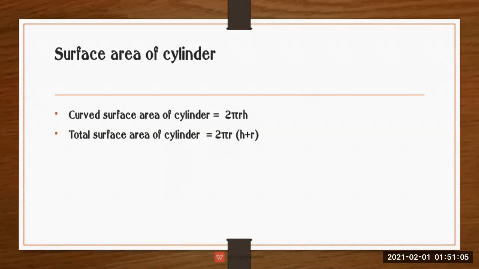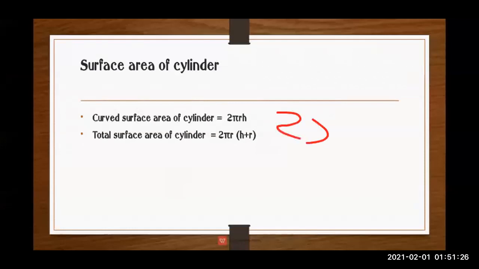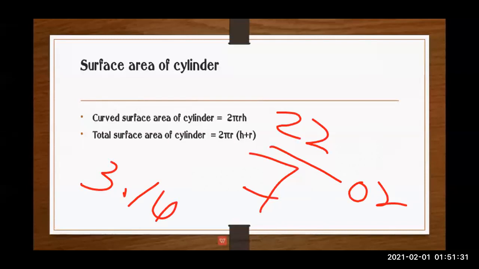See, once again I am telling you the formula. In this surface area of cylinder there are two formulas. First you have to find out curved surface area of a cylinder, that is 2 pi r h. 2 pi, you know very well, pi is always 22 upon 7 or 3.14. This pi doesn't change, it is fixed, that is 22 upon 7 or 3.14. r stands for radius and h stands for height.